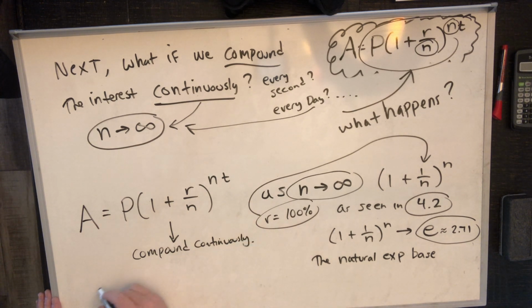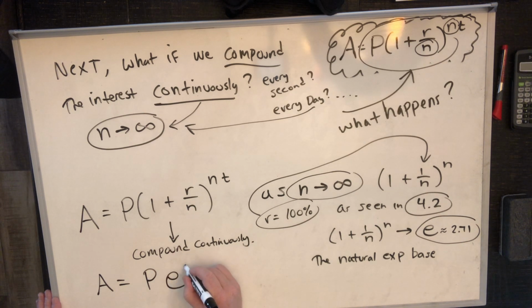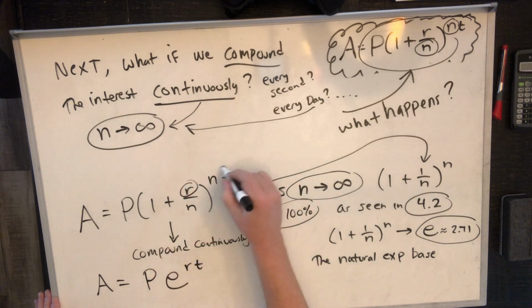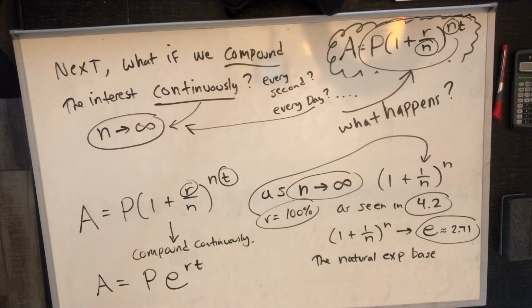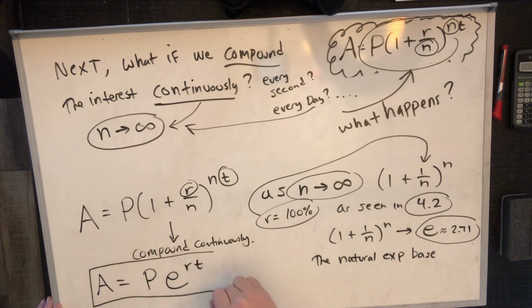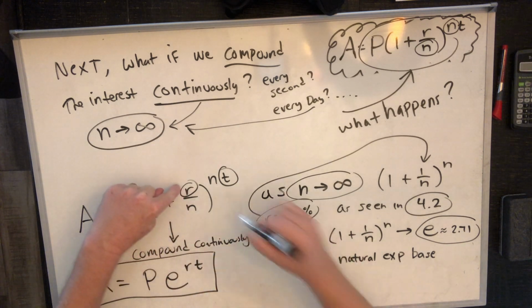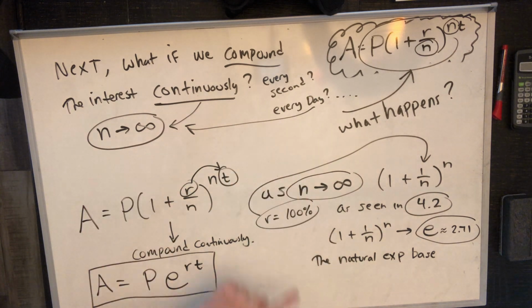your formula becomes P times e to the rt. So your base changes to e, and your interest rate is multiplied by the exponent rt. So this is your formula. I always remember it as the word PERT. A equals PERT. That's the PERT formula for compounding continuously.